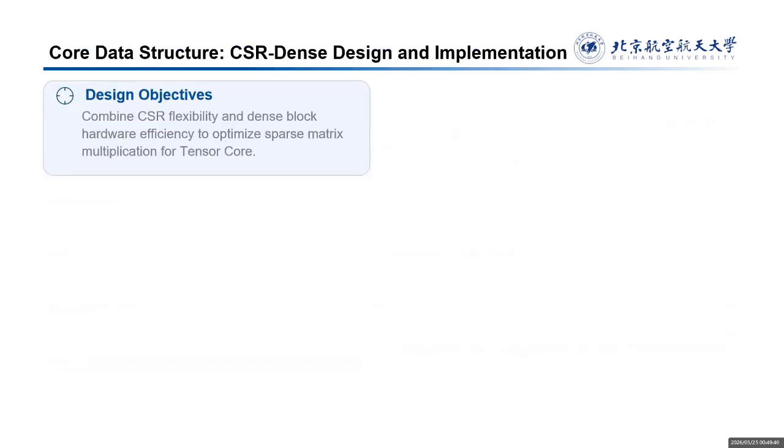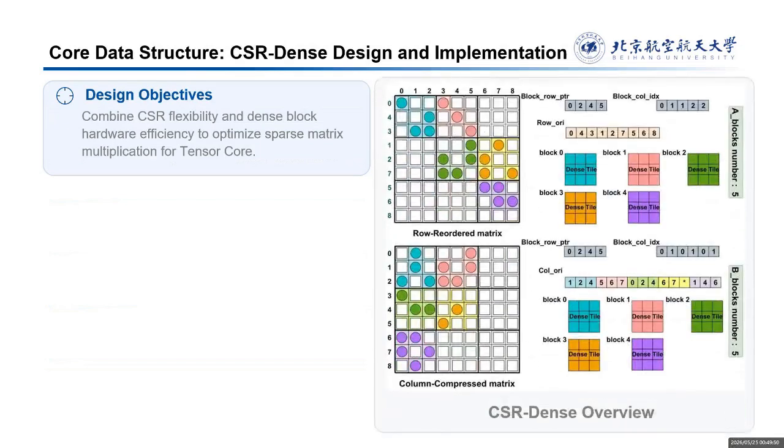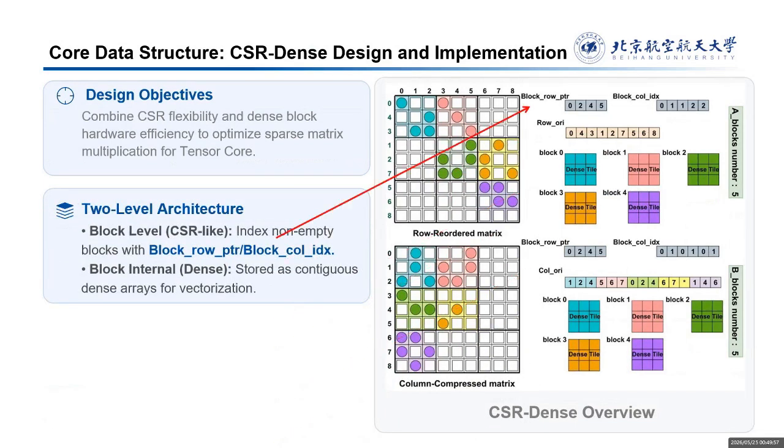After reordering A and compressing B, we need a suitable data structure. We design a CSR-dense hybrid structure. At the block level, we use CSR-like indexing. For example, block row pointer and block column index record the position of non-empty blocks. This keeps the storage compact because empty blocks are not stored.